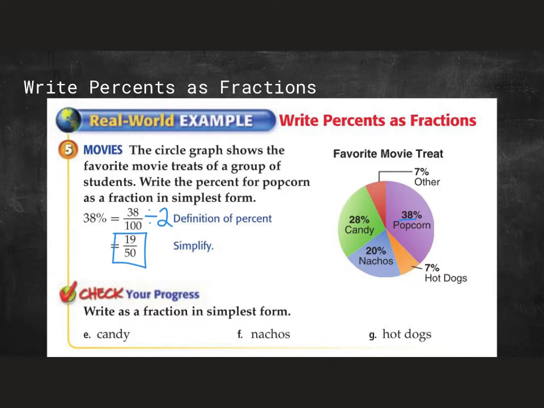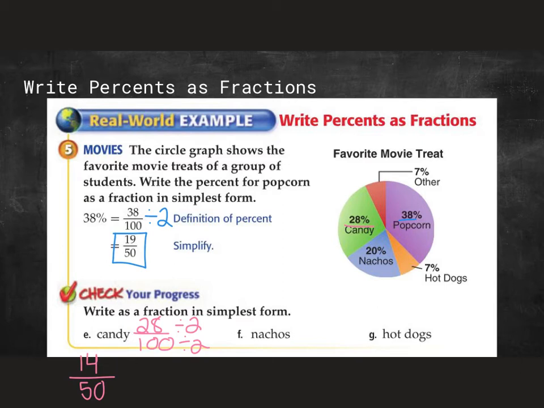Looking at the candy, I notice candy is 28%. So I'm going to put 28 over 100. And looking at that, I notice that it can be simplified. I'm going to start with simplifying it by 2, because that's the number that I noticed first. So 28 divided by 2, I get 14. 100 divided by 2, I get 50.